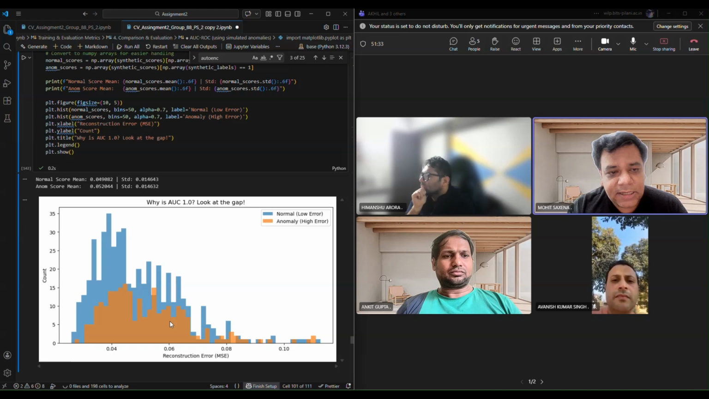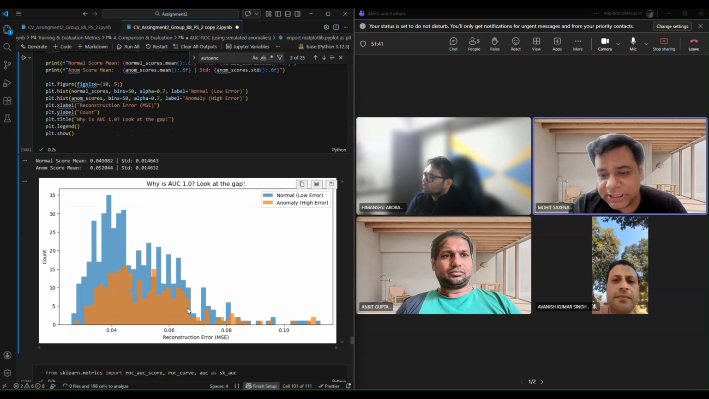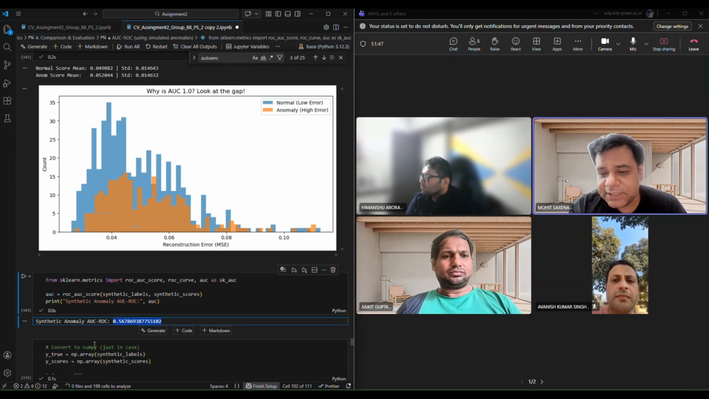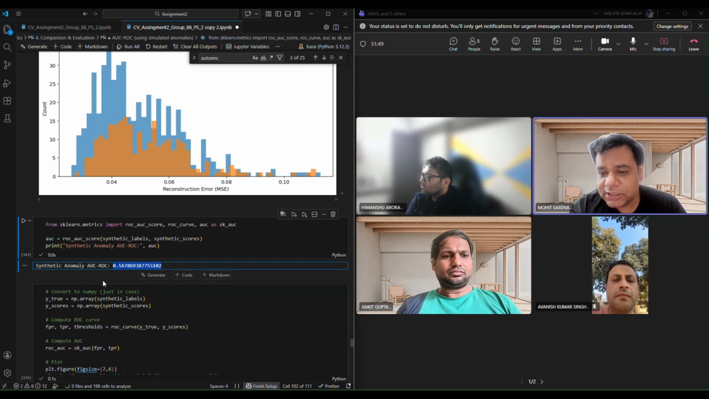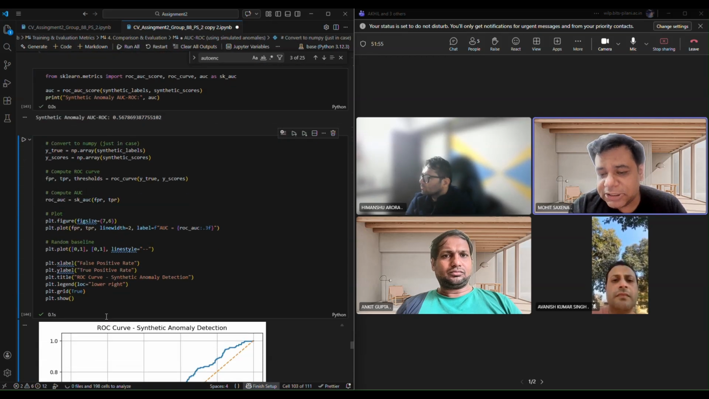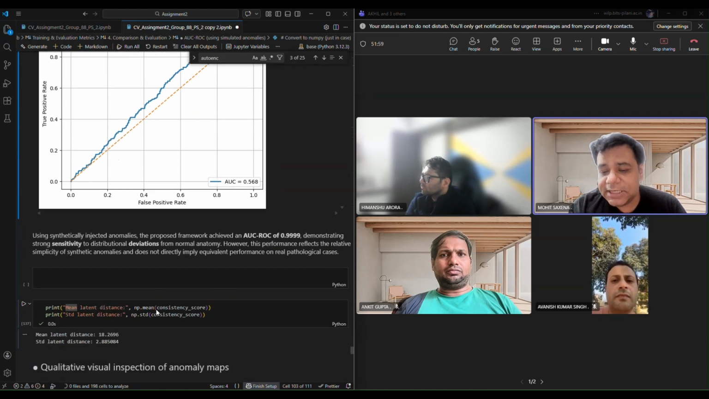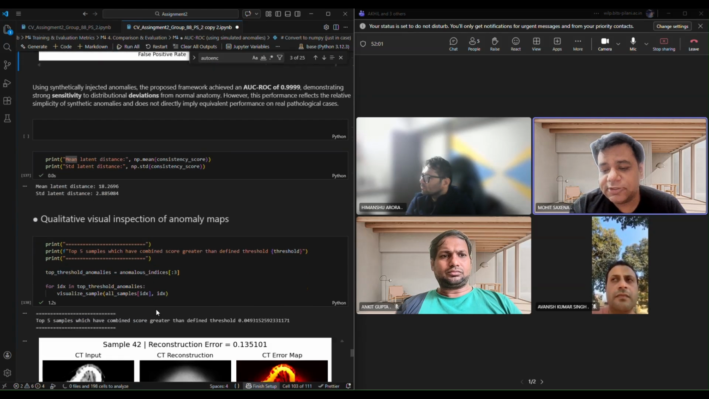As you can see now, the anomaly graph and the normal graph are overlapping, which basically says the distribution is shared now. With this, the AUC dropped to a realistic 0.6, and this proves that detecting actual anomalies is a much harder problem. In the real world, a tool like this could be a huge help for triage. Imagine a system that automatically flags a suspicious scan in a busy ER, so the radiologist looks at those first.